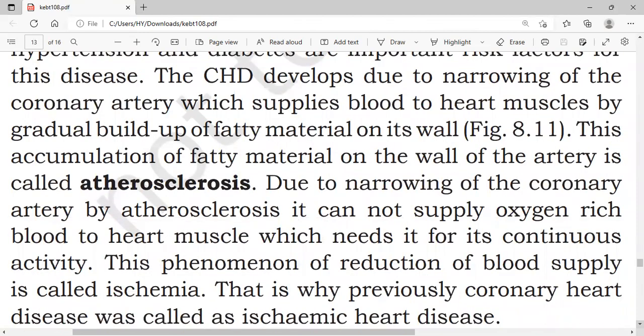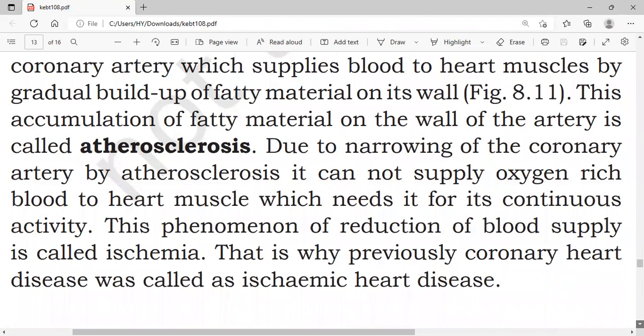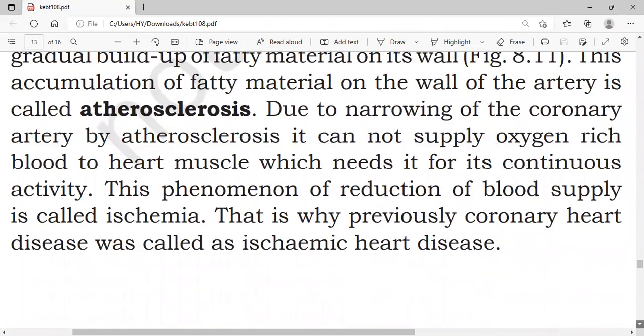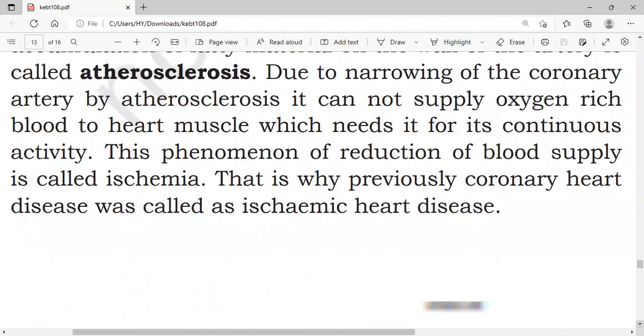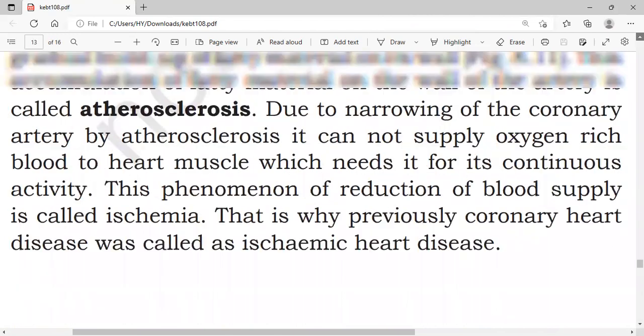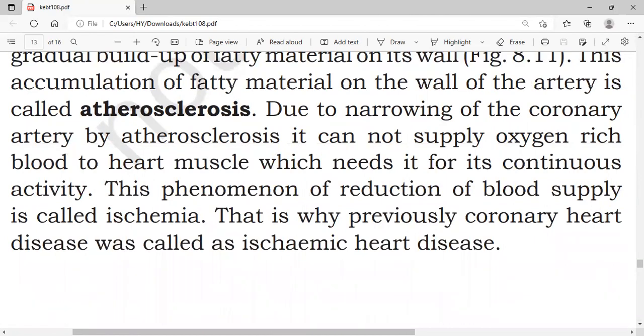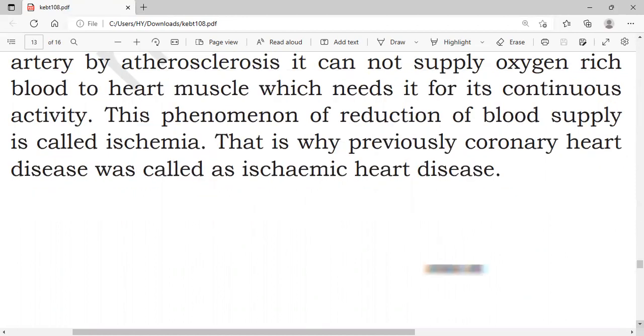The CHD develops due to narrowing of the coronary artery which supply blood to the heart muscles by gradual buildup of fatty material on its own wall. This accumulation of fat material on the wall of artery is called atherosclerosis, and due to the narrowing of coronary artery by atherosclerosis, it cannot supply oxygen-rich blood to the heart muscles which need it for its continuous activity.